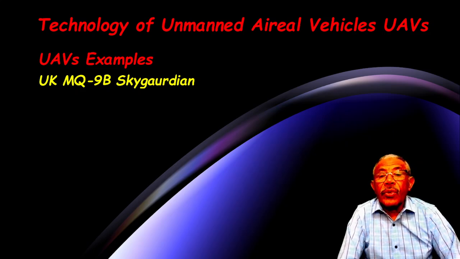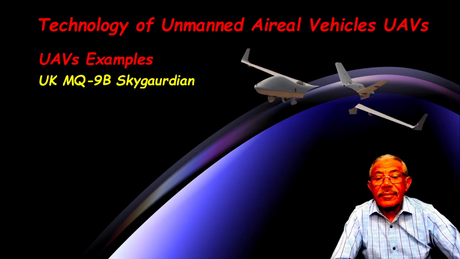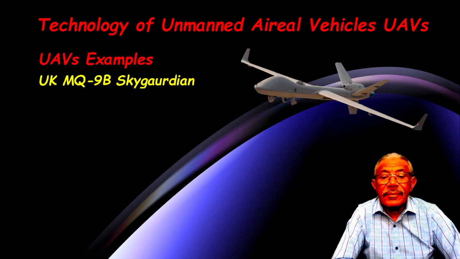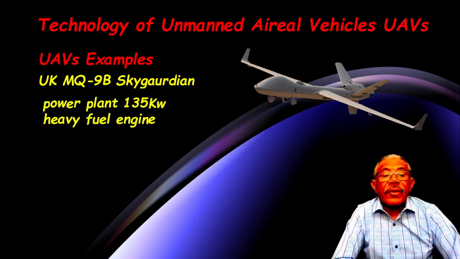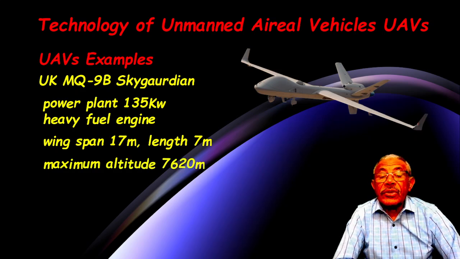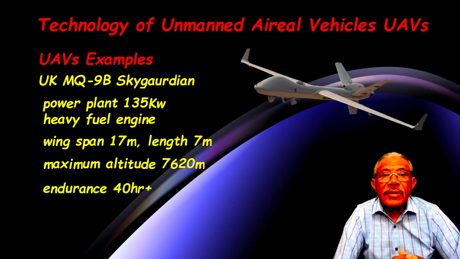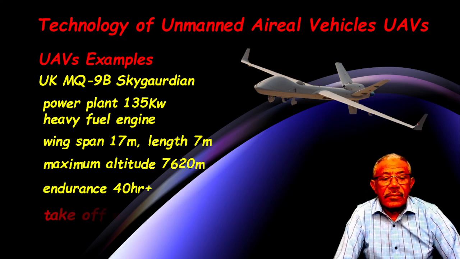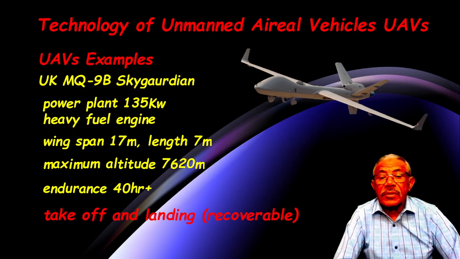UK MQ-9B Sky Guardian. With 135 kilowatt power plant, heavy fuel engine. Wingspan 17 meters, length 7 meters. Maximum altitude is 7.62 kilometers. Endurance 40 hours plus. Takeoff and landing also.